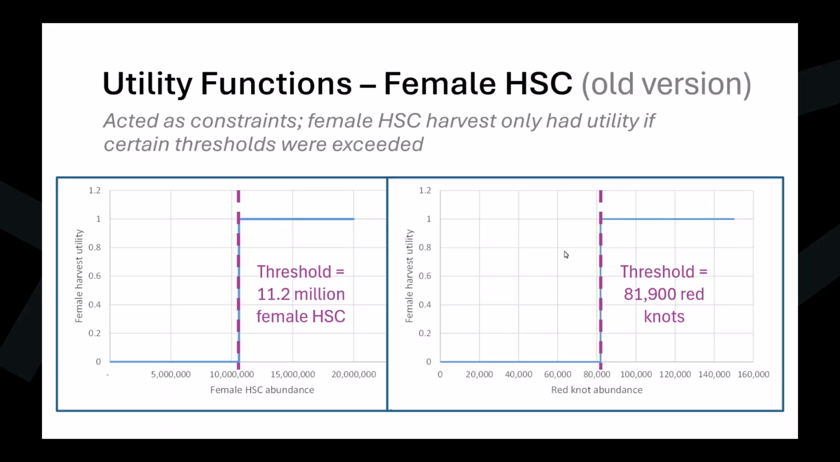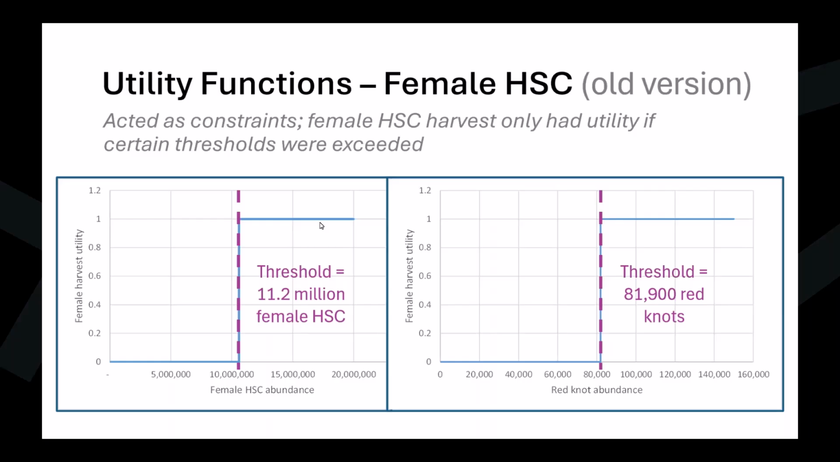So a secondary threshold was put in place on female horseshoe crab harvest. It was set at 11.2 million crabs. So if we get to 11.2 million crabs, we go from 0 utility to 1 full utility. And that was set as a sort of backup that if red knots did not respond to our efforts to manage the system, eventually, if we had that many crabs, we would feel comfortable harvesting, and therefore the harvest would have utility at that point.